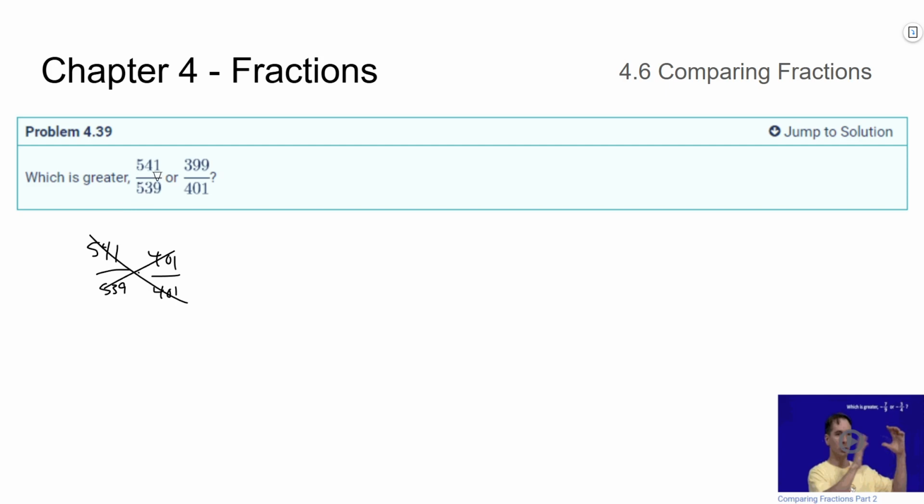So how big is 541 over 539? Think about it. Well, we know 539 over 539 would be 1, right? So 541 over 539 is a little bit over 1. Just a little bit over 1. How about 399 over 401? Well, we know that this is a little bit under 1 because 401 over 401 would be 1. So 399 must be a little bit less than 1. So this is more than 1, this is less than 1, then we know that this is greater.